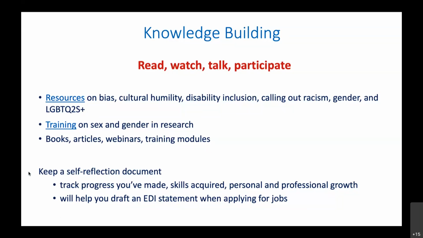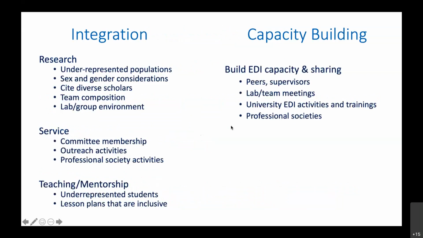Okay. And then integration. So, I do recognize too that many of you might be just at the beginning of your research careers, but you can start thinking about this. How could this be integrated into your current project? Or maybe something you'd be interested in looking at in the future. Are you inclusive of underrepresented populations if you're working with people? Sex and gender considerations. You can be sure to cite diverse scholars. What's the team composition of your group? How about your lab and your group environment?